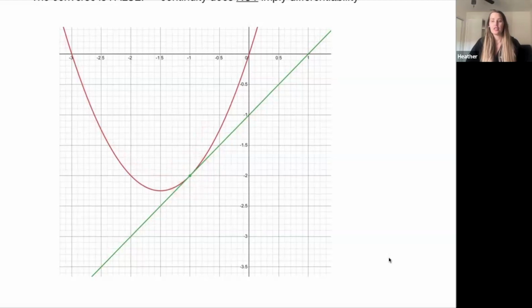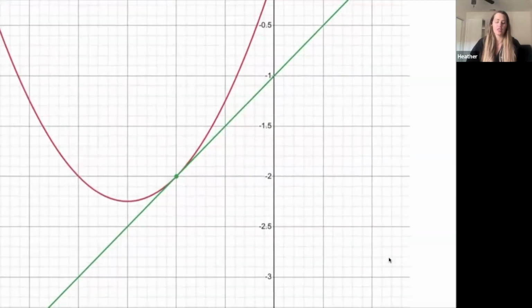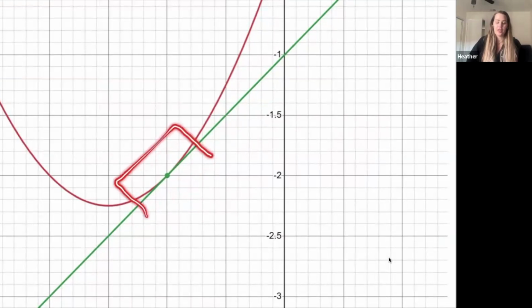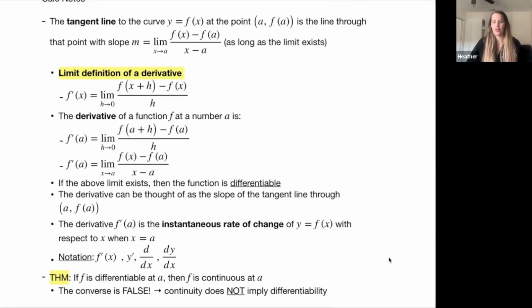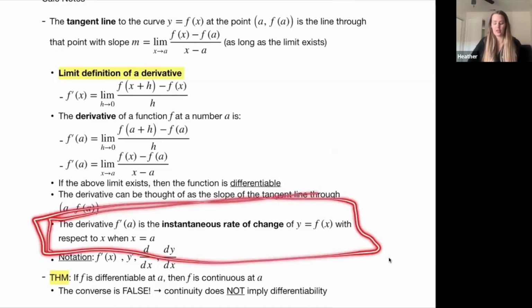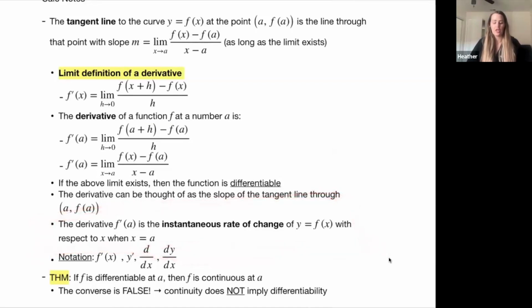I can actually use this tangent line as an approximation. If you've heard of linear approximations, that's what we're doing. When this tangent line is really close to the function, it's a decent approximation for the value of the function. Another way that I can think of a derivative, in addition to it being the slope of the tangent line, is also the instantaneous rate of change, or sometimes we'll just call it the rate of change. So the derivative is the instantaneous rate of change.